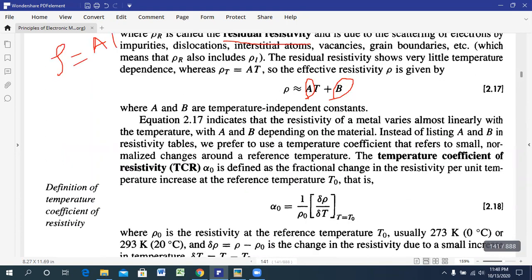Now the temperature coefficient of the resistivity, TCR, alpha naught, is defined as a function of the change of the resistivity per unit temperature increase at the reference temperature T naught. So alpha naught should be equal to 1 divided by rho naught, then delta rho divided by delta T at T equals T naught.